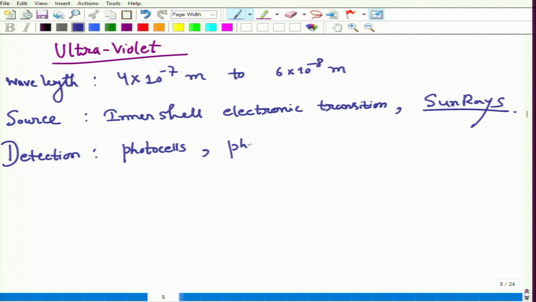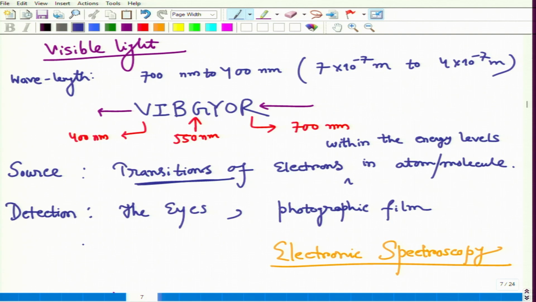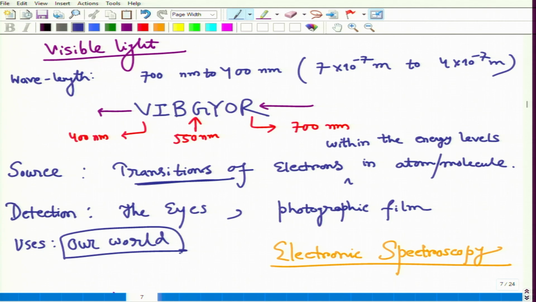Photocells, again photographic films, and uses. Okay, in visible light I did not mention the uses. So the main use of visible light is our world, we can say. Our world is totally colorful due to visible light. So this is the main use of visible light.